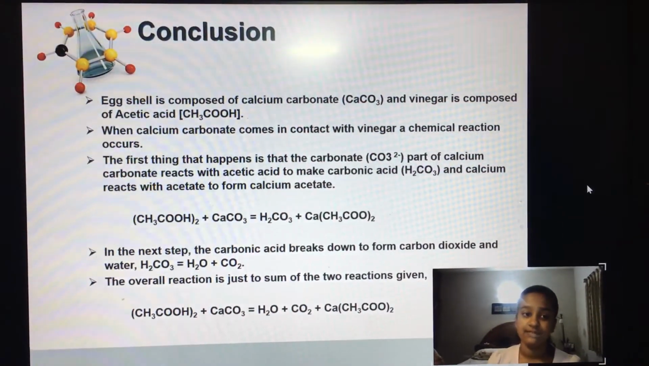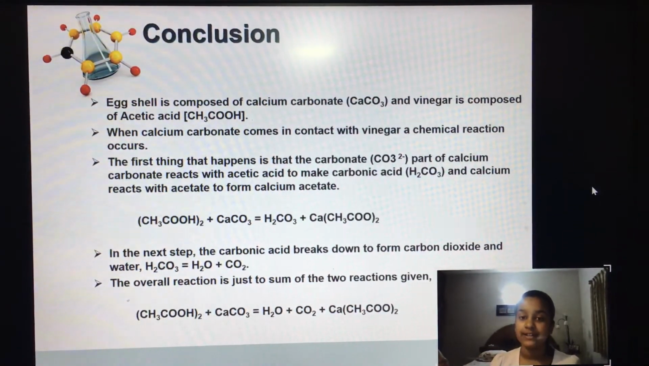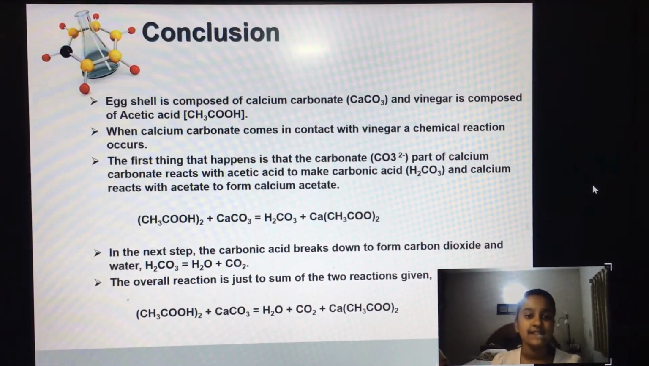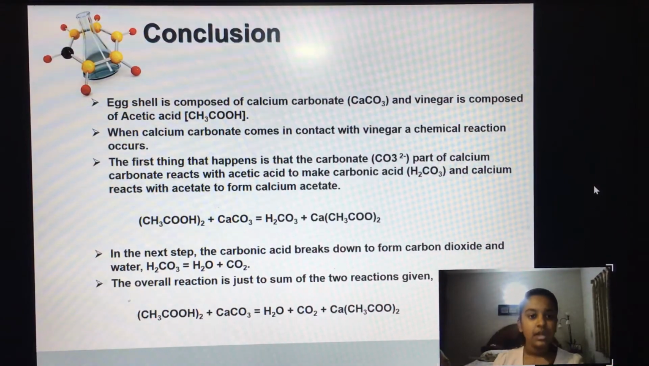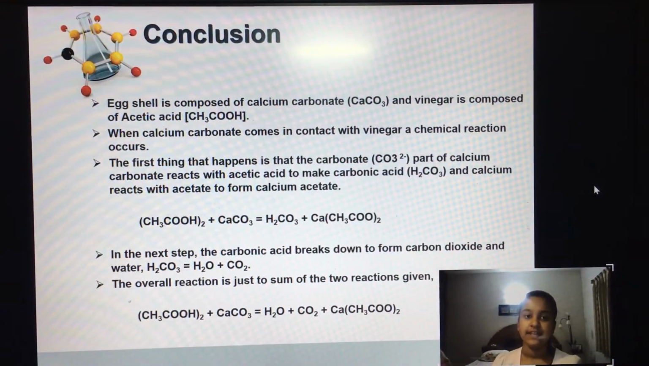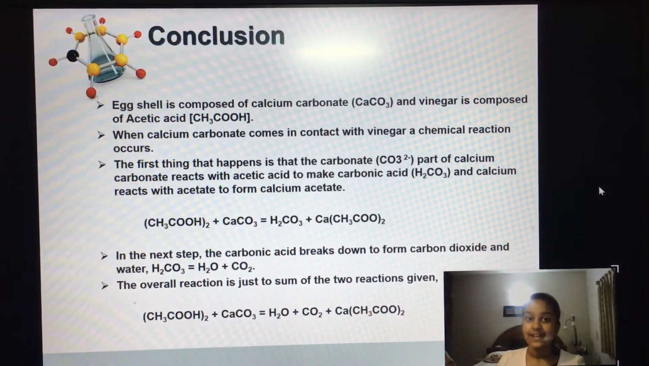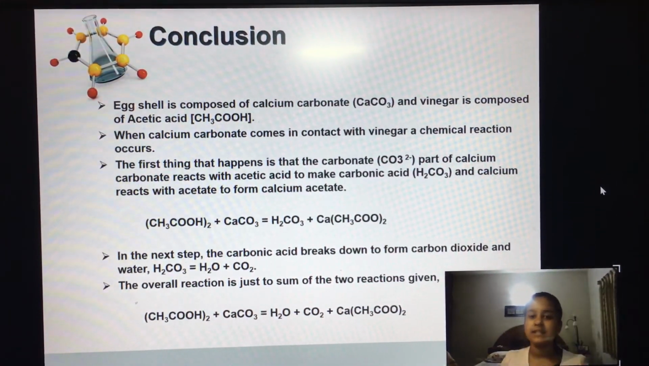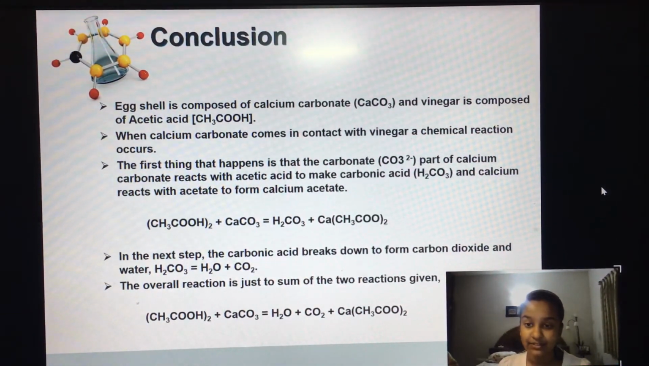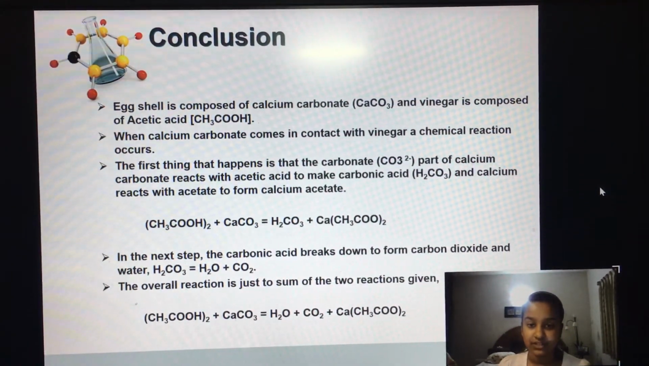For my conclusion, eggshell is composed of calcium carbonate, whose formula is CaCO3, and vinegar is composed of acetic acid, CH3COOH. When calcium carbonate comes in contact with vinegar, a chemical reaction occurs. It's like the eggshell is a base and the acetic acid is an acid, and when both of them combine, something different happens. After the chemical reaction, there are two compounds, carbonic acid and calcium acetate.